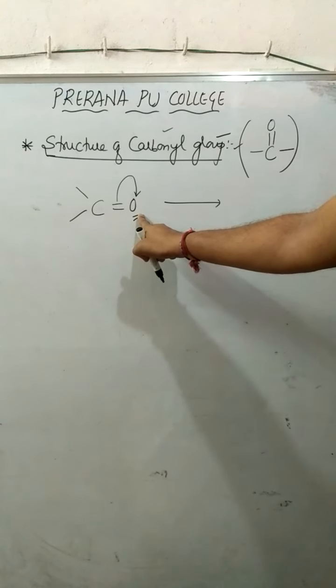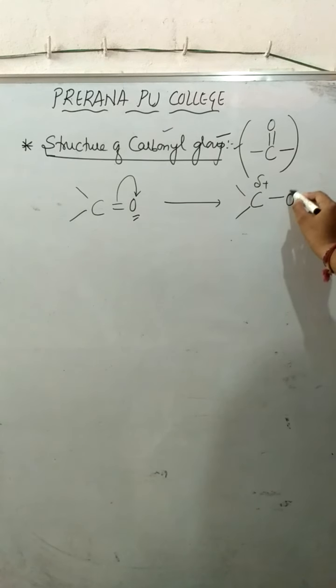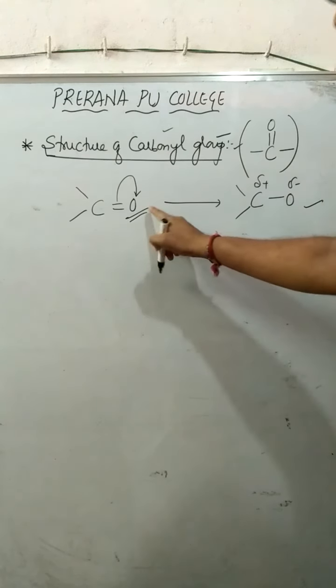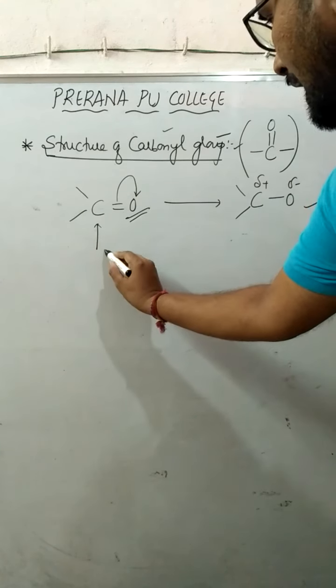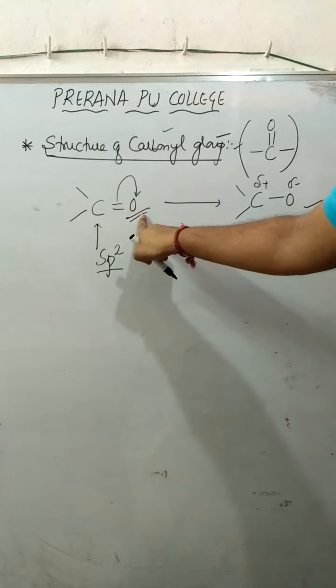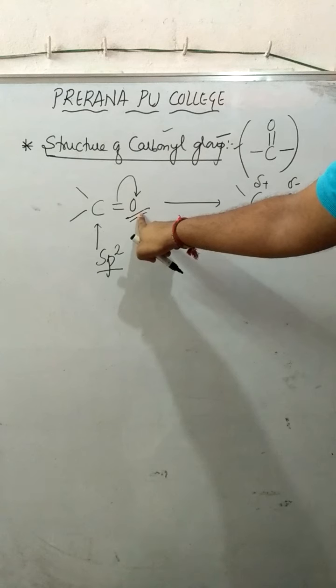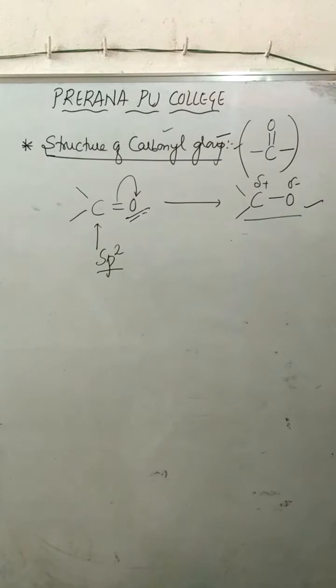When oxygen pulls the electron density towards itself, carbon will get a partial positive charge and oxygen will get a partial negative charge. So I can clearly understand that there exists a polarity when the electrons are pulled by the most electronegative atom, oxygen. In this carbonyl group, the carbon is sp2 hybridized because carbon shows a double bond with oxygen. When the electrons are withdrawn by the electronegative element, oxygen, a polarity can be noticed in the carbonyl group.